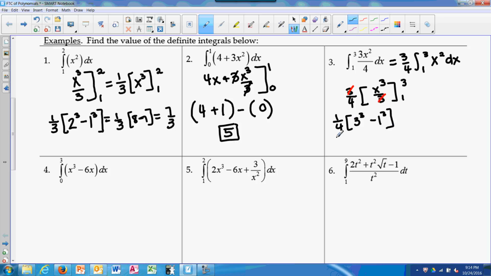On an FRQ, this would just be my answer. On a multiple choice, I would have to simplify this out. So 3 cubed is 27. 1 cubed is 1. So I end up with 26/4, which reduces because they're both factors of 2. So that would be my multiple choice answer.